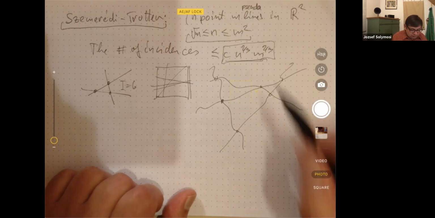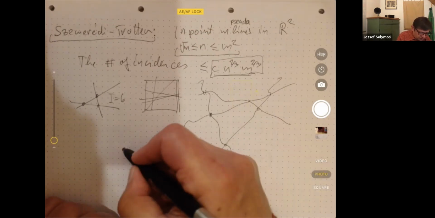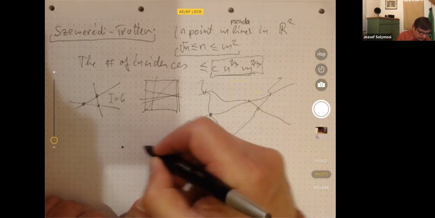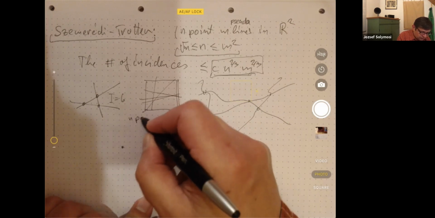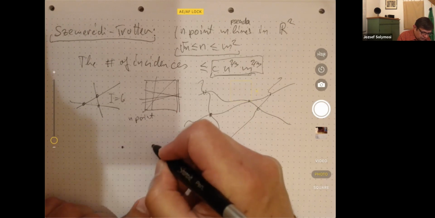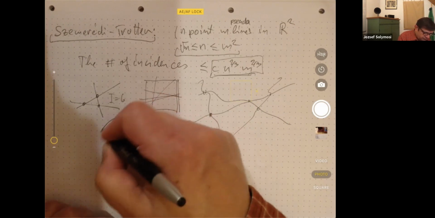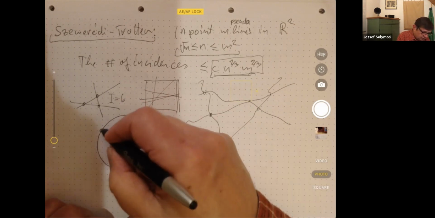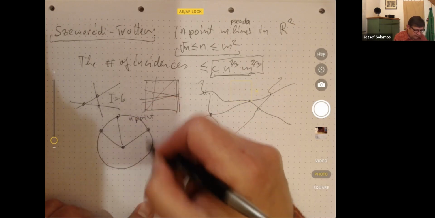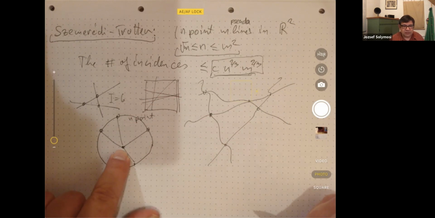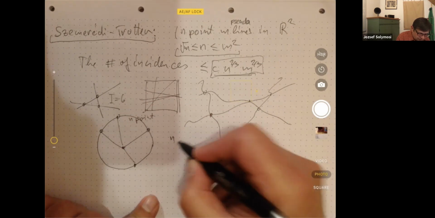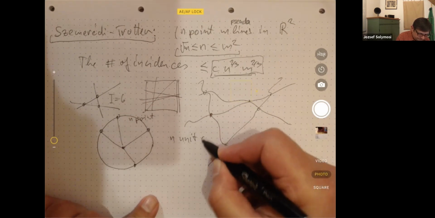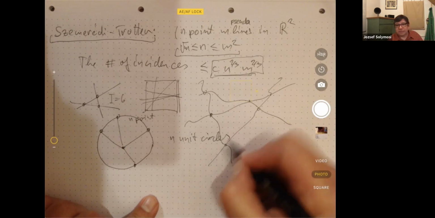And what happens with the unit distance problem? So let's go back to the unit distance problem. We have n points. For every point, you draw a circle of radius 1, a unit circle, right? And well, how many points you have on this circle, that will give you how many points are at distance 1 from this point, right? So we have now n unit circles.